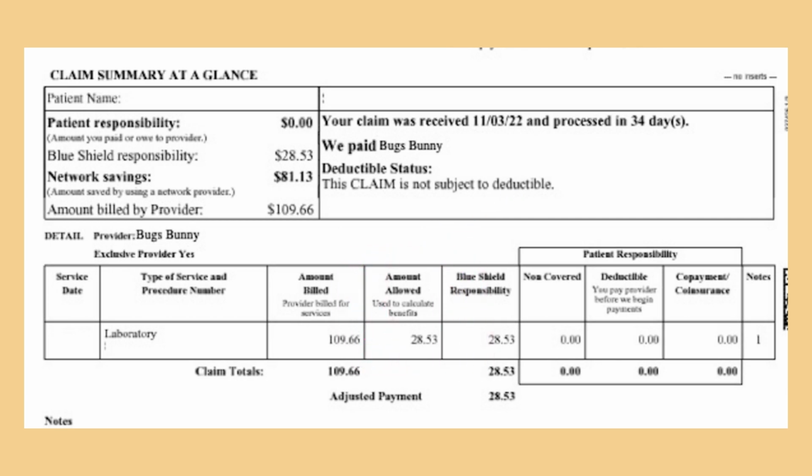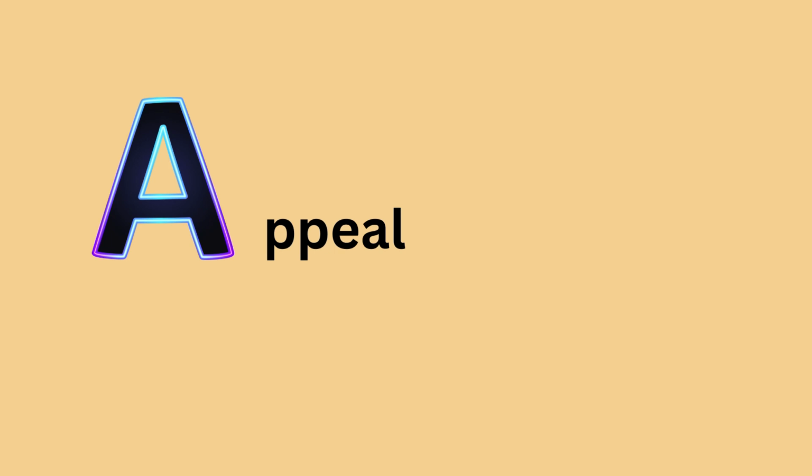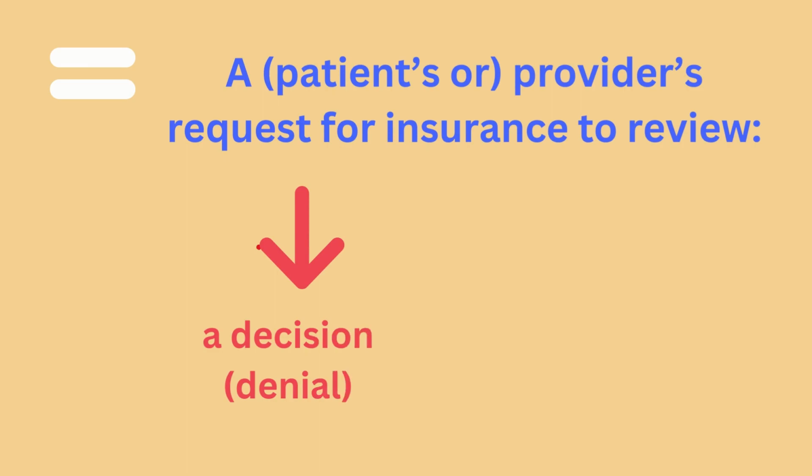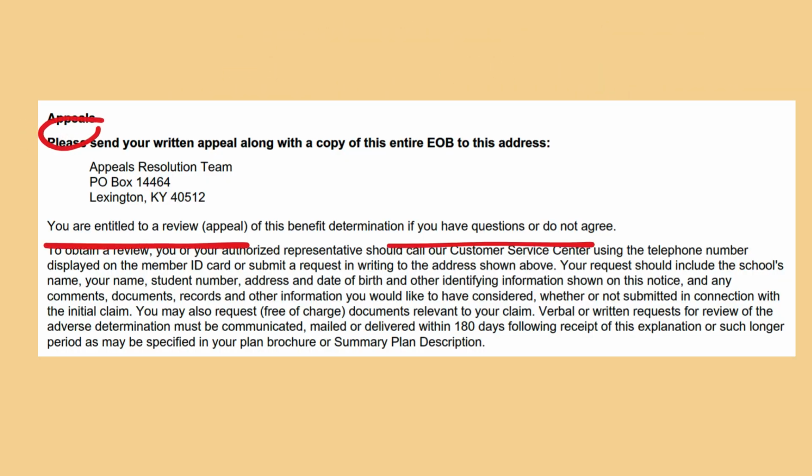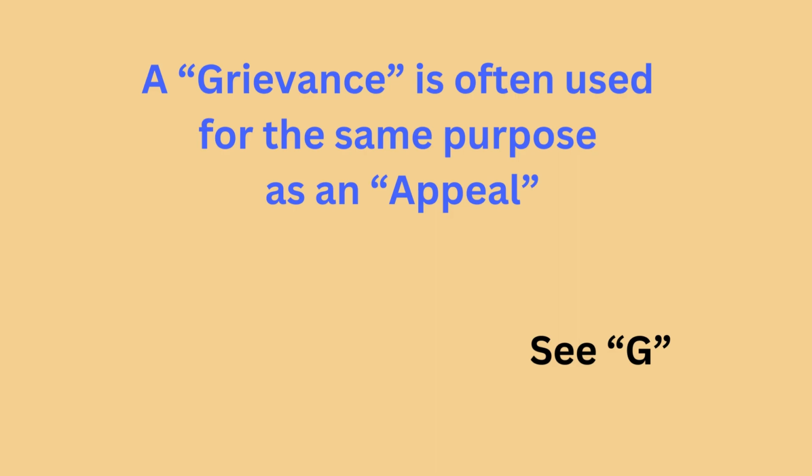The appeal is a right that you and your medical providers have to ask an insurance to review a denial, for example, for an authorization, or after a claim has been processed and deemed incorrectly processed. The how and where to submit an appeal are listed on your EOB. Now, a grievance is often confused for an appeal, but it's a bit different. Let's get to that later.